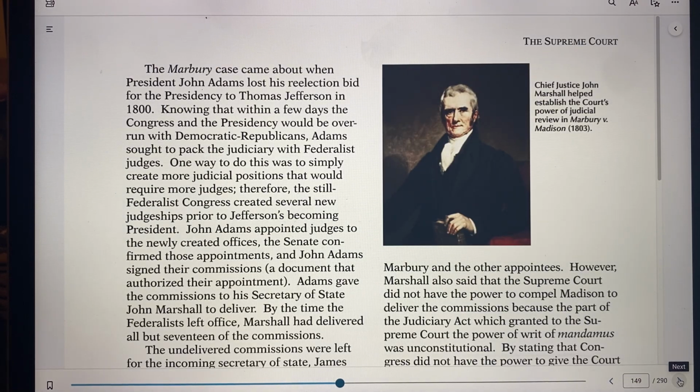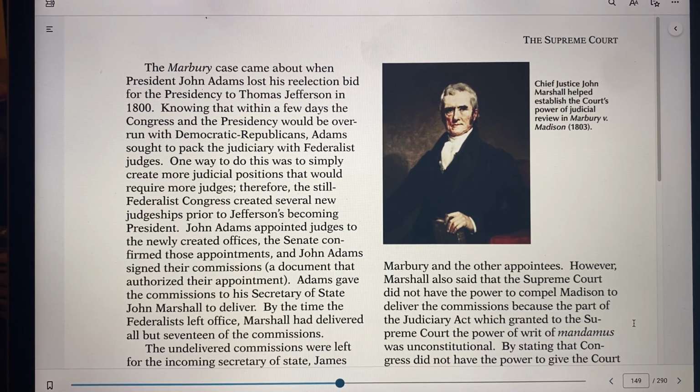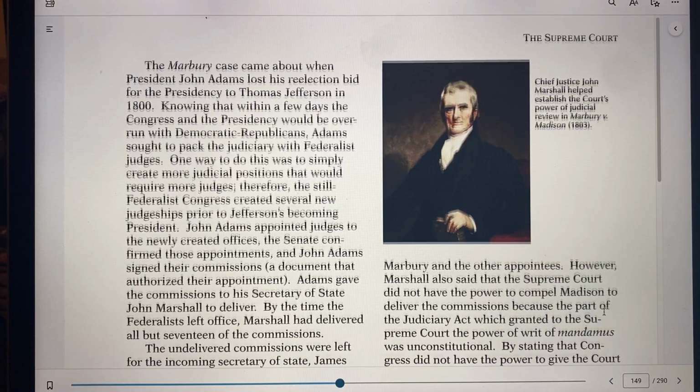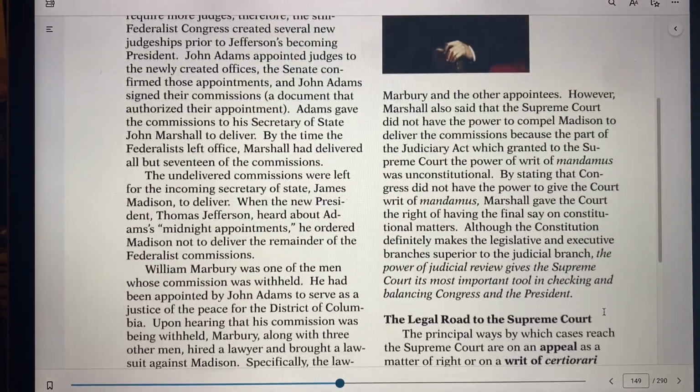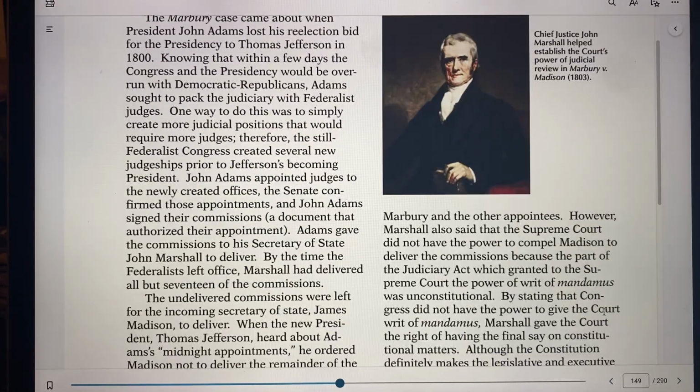So let me talk about the Marbury case. This is Chief Justice John Marshall himself when he took the case with Marbury versus Madison, because this is a precedent case that set forth what is constitutional and what is not constitutional. This whole page is actually about it. So I'm just going to sum it up for you. The president at that time was John Adams, and he had lost the re-election bid to Thomas Jefferson in 1800. So Thomas Jefferson was coming in to be president, and John Adams was leaving. John Adams was the second president and Thomas Jefferson was the third.